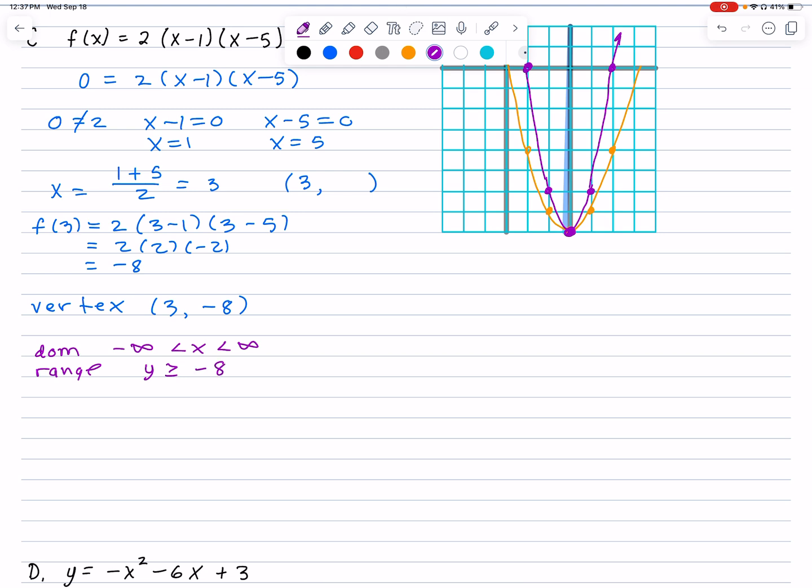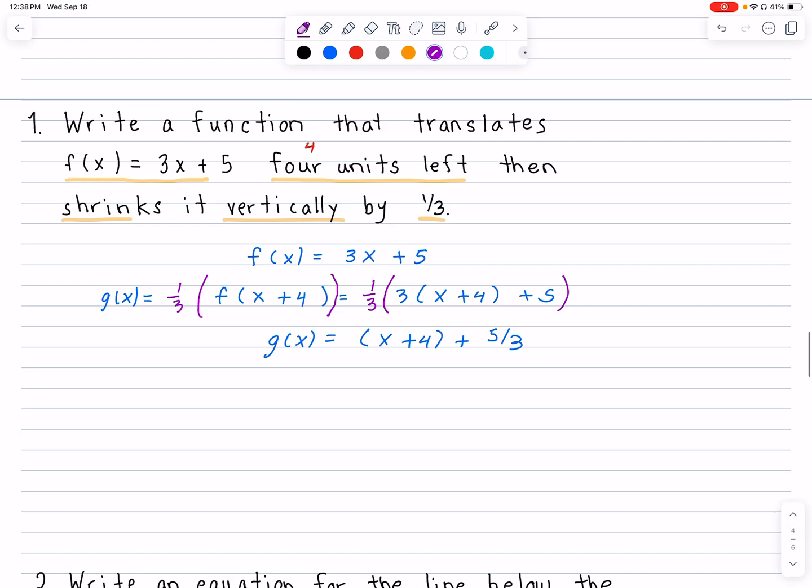Let's do intervals of increasing and decreasing. So it's increasing to the right of the vertex. I know my left and right. So it's increasing when x is greater than the x coordinate of the vertex, which is 3. It's decreasing to the left of the vertex, right? It's going down as it approaches that vertex. And then it's got a minimum at y equals the y value of the vertex, which is -8. Okay? Was there anything else we had to find? I don't think there was.